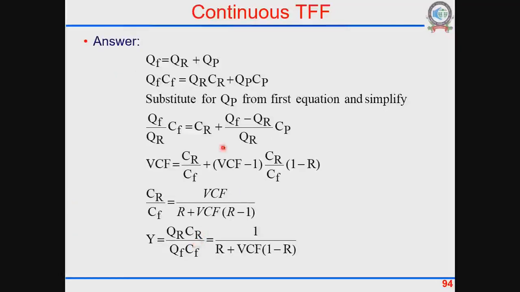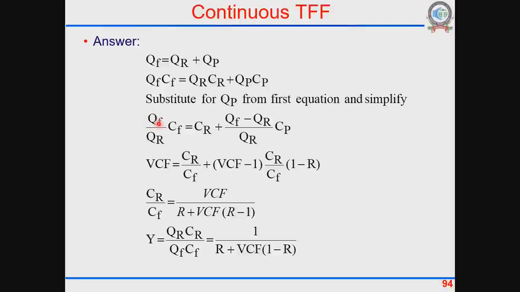Okay, so here is an answer. We would like to write the material balance first. So QF would be QR plus QP. If I write in terms of the solute mass balance, QFCF would be the solute coming in to the membrane module. QRCR is what is rejected. QPCP is what is permeated. Substitute for QP in this second expression from the first equation and simplify. You will get this expression.